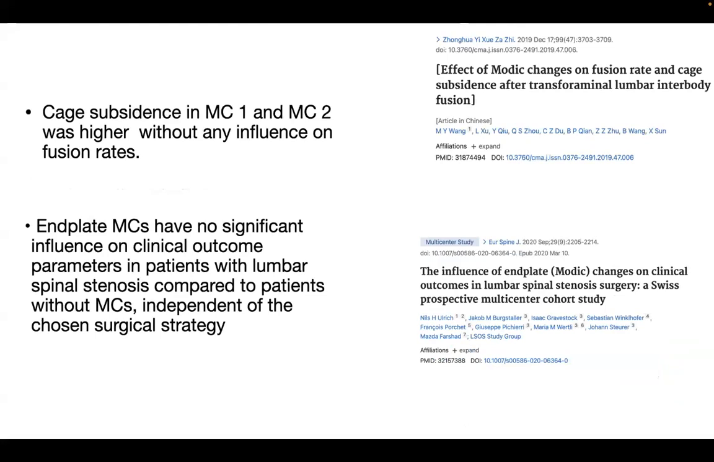Wang et al. did a study to see the fusion rate changes and cage subsidence after transforaminal lumbar interbody fusion, where he concluded that cage subsidence in Modic change type 1 and type 2 was higher, but it didn't influence any changes in the fusion rates. So end plate Modic changes have no significant influence on the clinical outcome parameters in patients with lumbar spinal stenosis when compared with patients without Modic changes. So it is independent of the surgical management which the surgeon chooses.